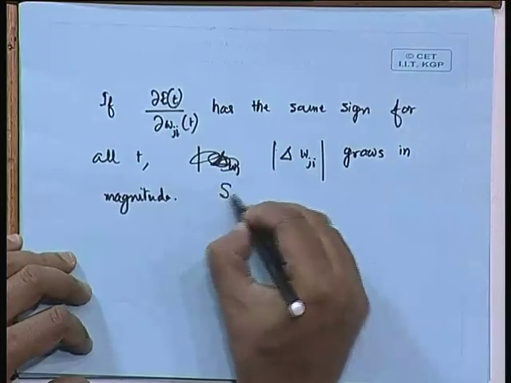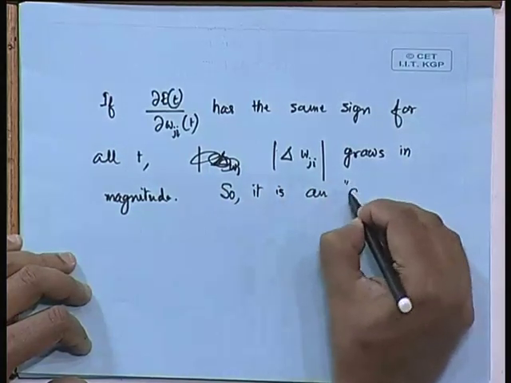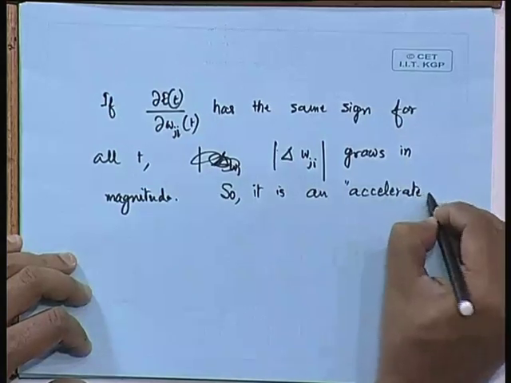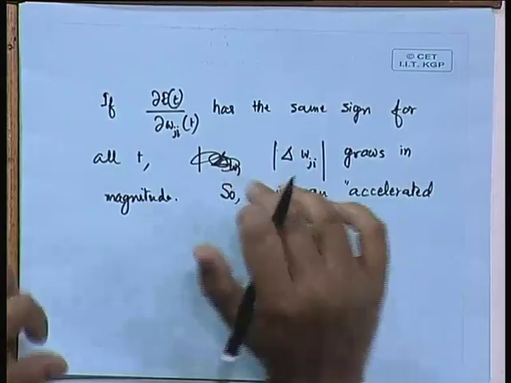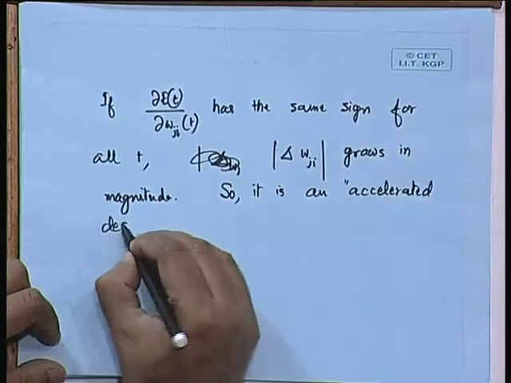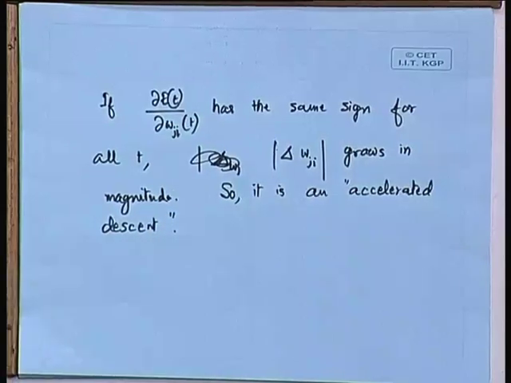So, it is an accelerated descent. It is descent, no doubt, okay. It is following a steepest descent, but in an accelerated way, okay. We are coming down after somebody has given us a push. So, we are coming down a little faster, okay.